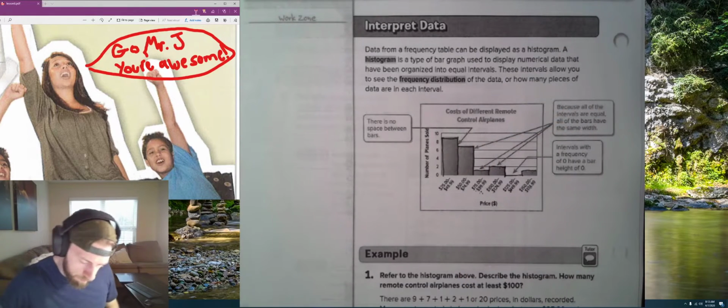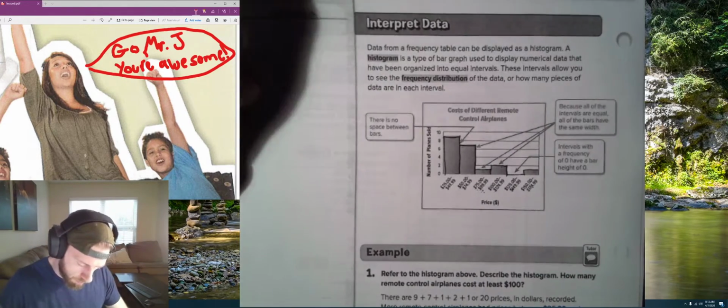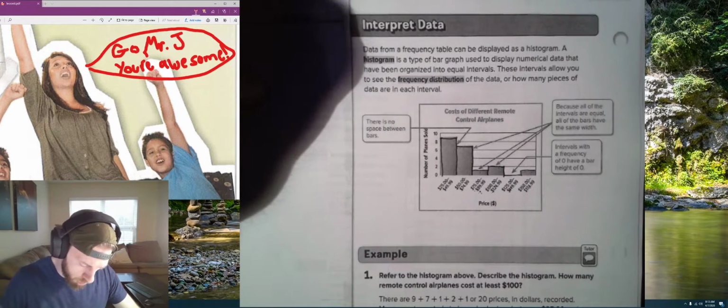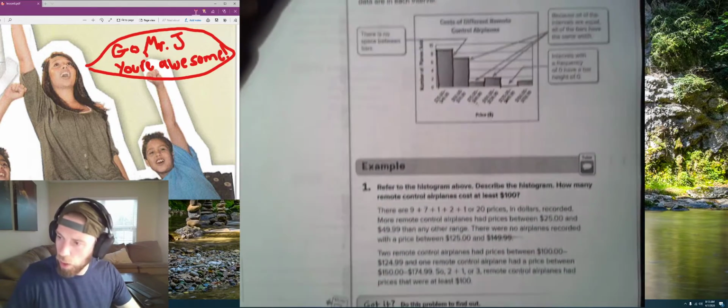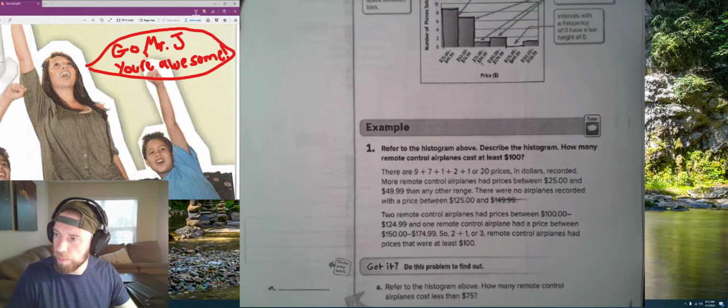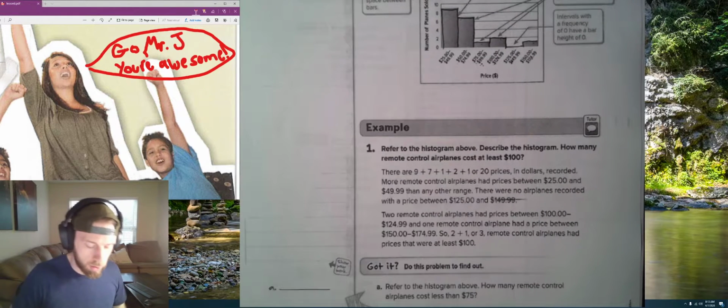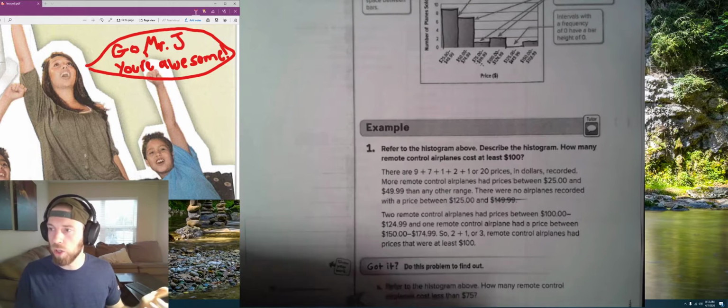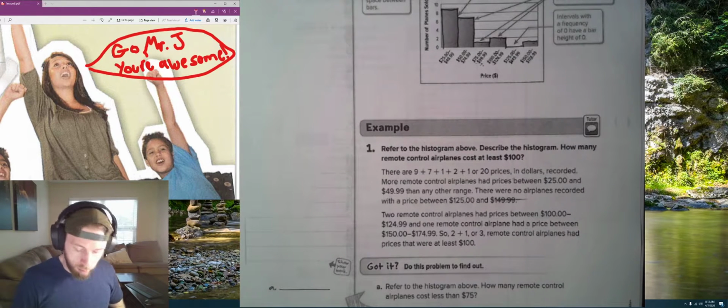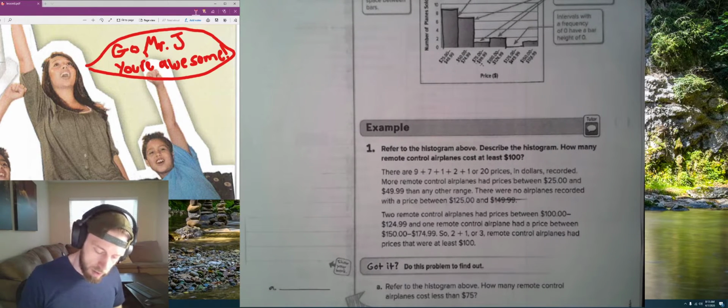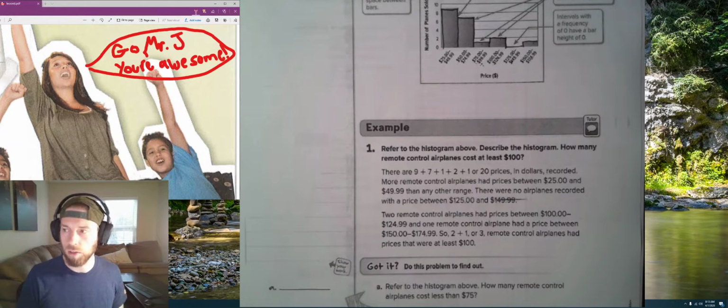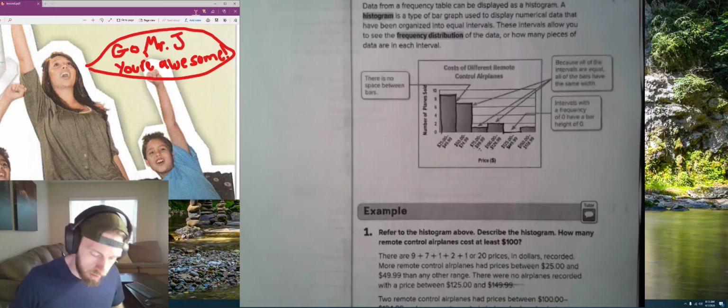So let's go down to question A at the bottom of this page. And it asks us to answer a question about that histogram. So maybe we can look at this data and answer a question about it. For example, refer to the histogram above. How many remote control airplanes cost less than $75? So we have to look at our histogram data up here.